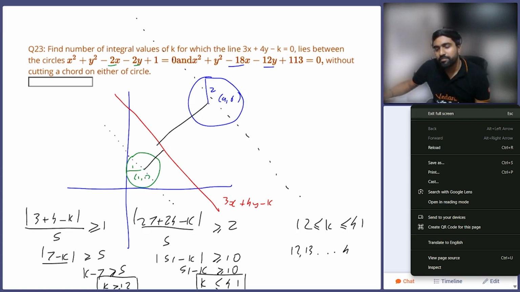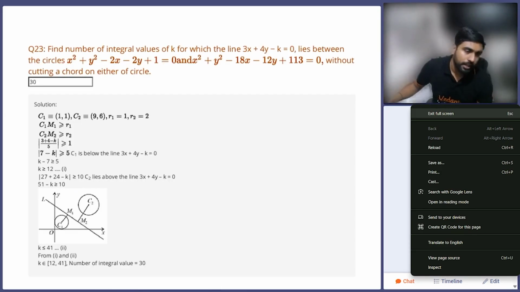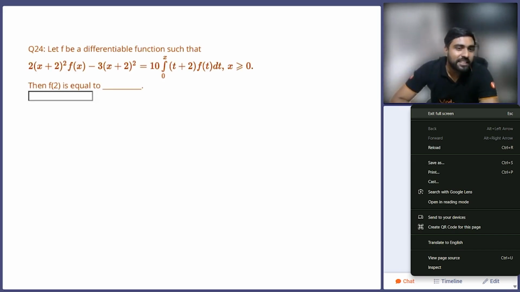So from 12 till 41, I can say there's a total of 31 terms. Directly, I can take a bit of logic here. No, there won't be 31, it will be 30 terms: 41 minus 11, 30 terms. Yes, that's the answer for this question. There's a total of 30 integral values of k for which this given condition will hold, everyone. Hope the idea is clear. Let's move on and have a look at the next one.